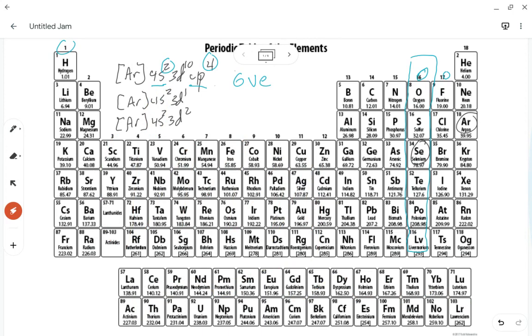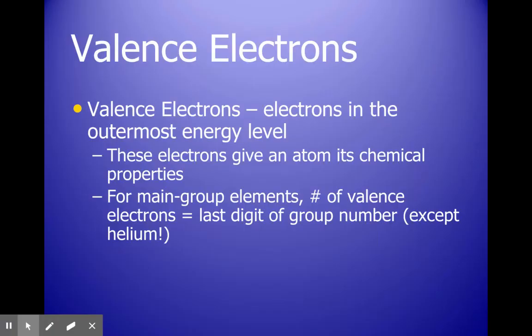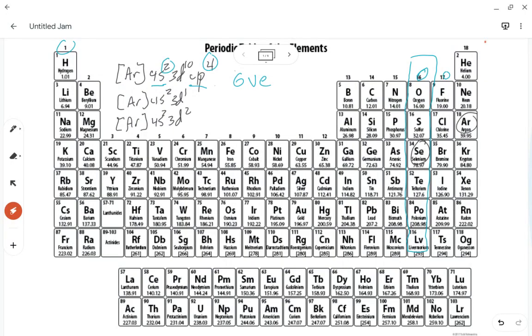The other exception that was briefly mentioned on the slide says except for helium. Although helium is in group 18, and so you would think it has 8 valence electrons, if you think about it for a minute, helium only has 2 electrons total. Its electron configuration is 1s2. It only has 2 electrons, in the first energy level. So although you would think it has 8 valence electrons, it doesn't. It's only got 2.